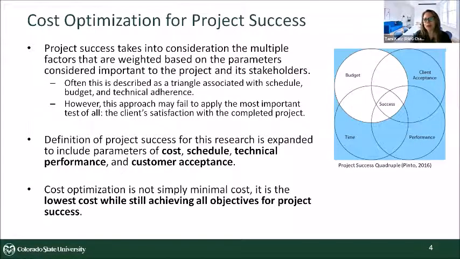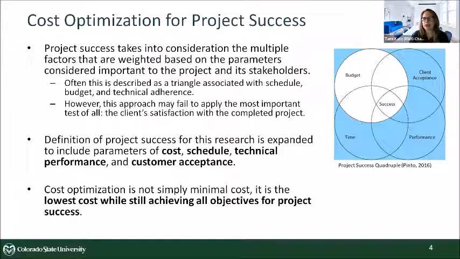Now, when you think about project success, one of the things a lot of us talk about is the triangle, which is technical, cost, and schedule. But I'm going to bring in a little fourth perspective, which is called client acceptance. That's this idea here. And success is this happy meeting ground of all of these parameters. And when I talk then about cost optimization, I'm talking about the minimal cost when you still meet all of those other parameters.